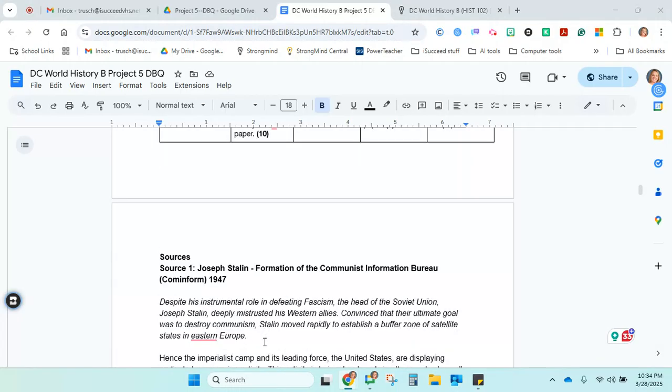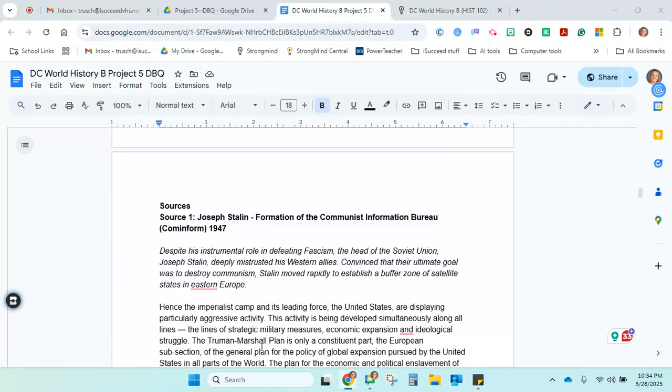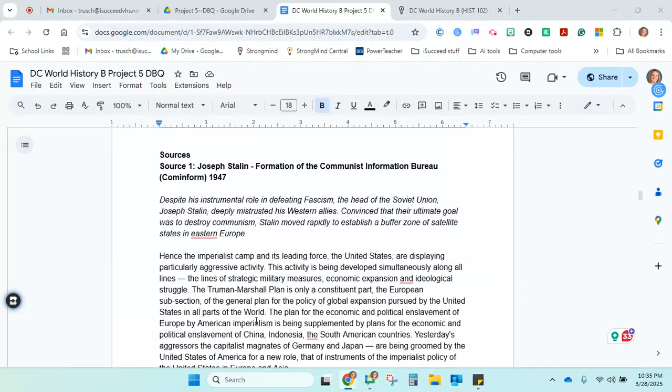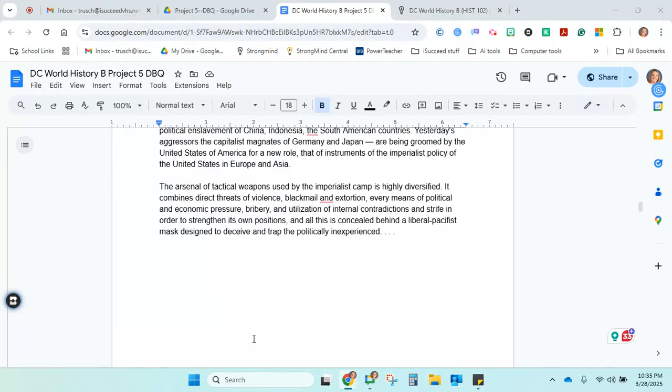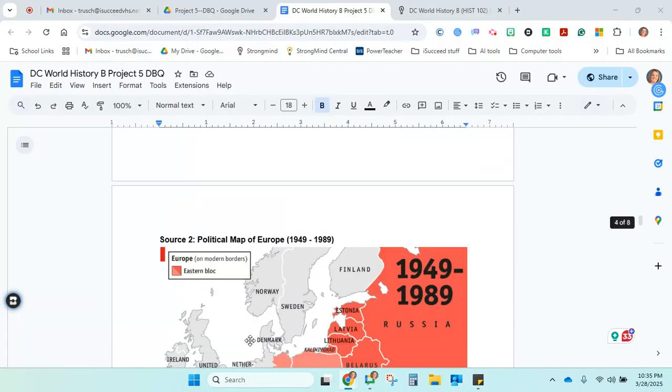Is Joseph Stalin the one who is to blame for the Cold War? Okay, so I would say probably right there, this document would say that he is to blame for the Cold War. Okay, so if your thesis says that he is not to blame for the Cold War, then don't use this document.